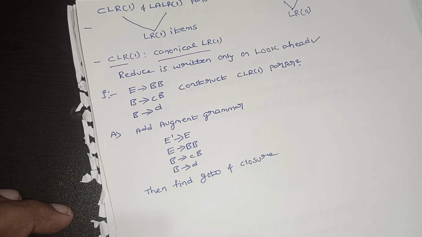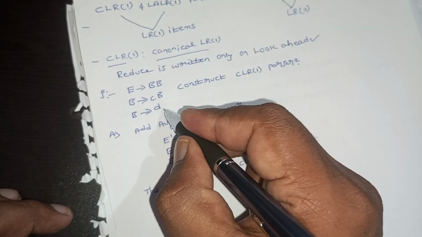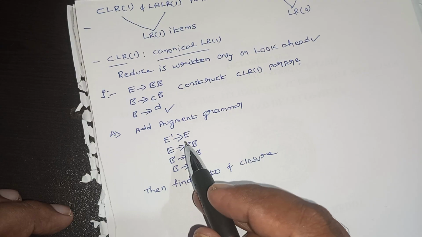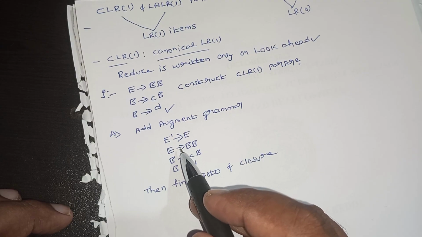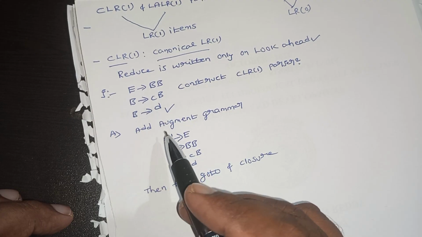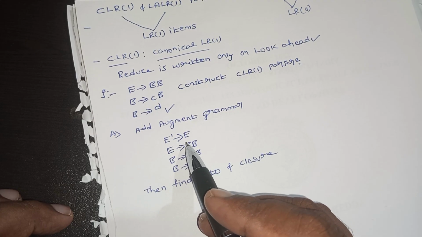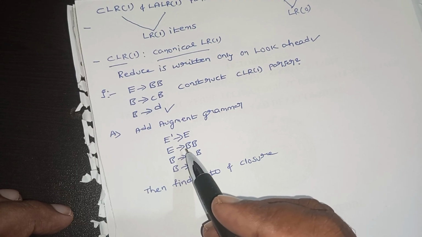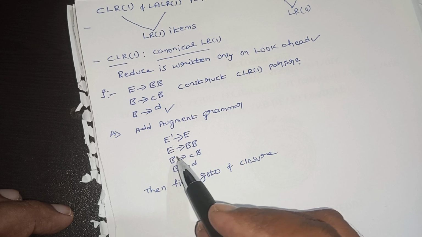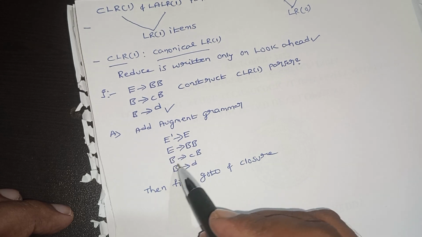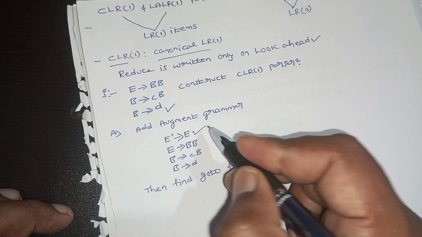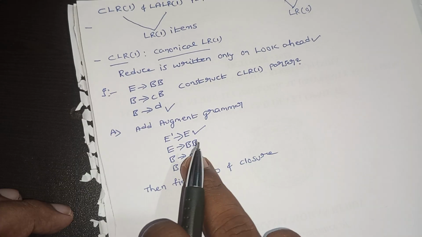Now, this is the grammar they have given. First we have to add the augmented grammar. You already know the meaning: for a given grammar you add one extra rule, called augmentation. Using the existing grammar I add one new rule, E dash tends to E, then E tends to BB, B tends to cB, B tends to d. The new rule I have added is only E dash tends to E.